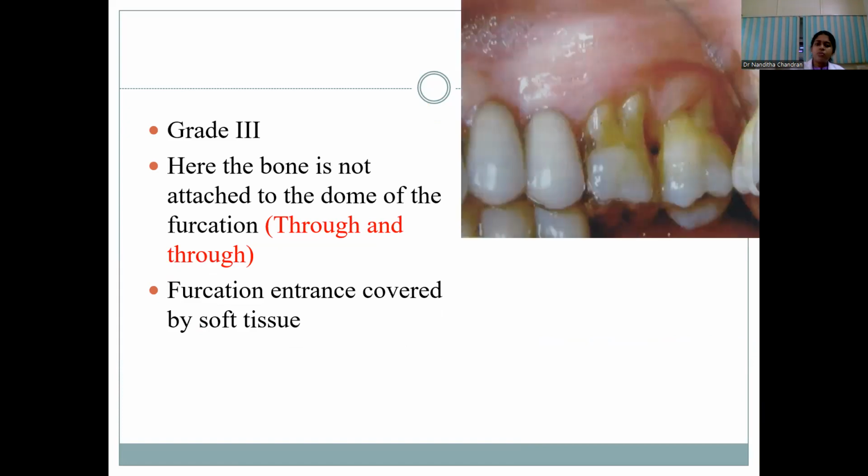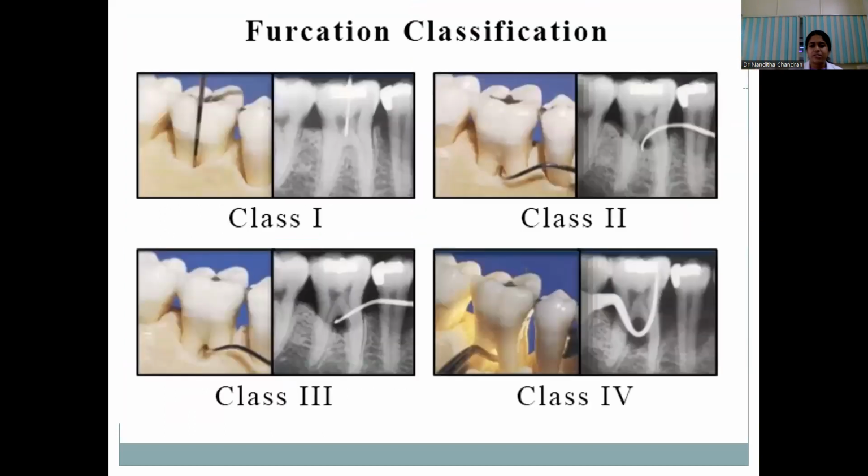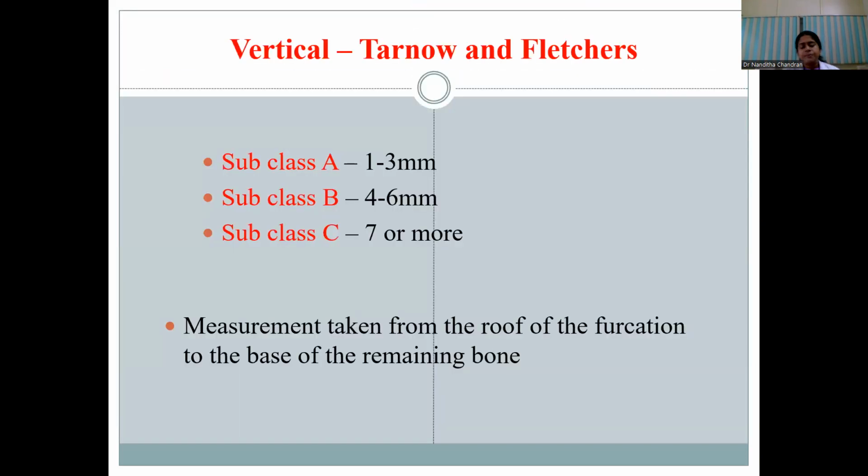Okay. Now, what is grade 4? It is very similar to grade 3, but along with grade 3, if we have soft tissue loss and the furcation is clinically visible, then it is called a grade 4 furcation case. In most situations, a grade 4 involved furcation goes for extraction. Okay. The picture shows grade 1, grade 2, grade 3, grade 4.